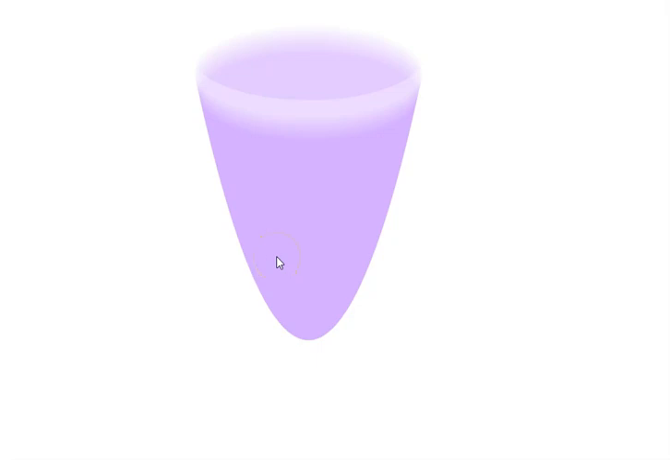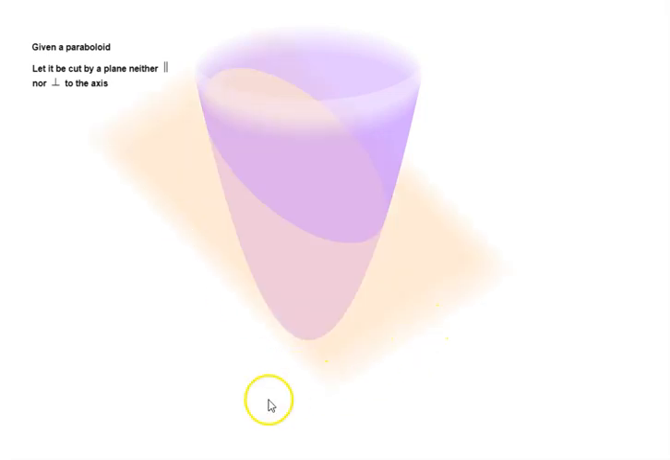Let us look at proposition number 12 of works of Archimedes, specifically from On Conoids and Spheroids. So let's begin a little bit of it and then I'll tell you what the proposition is talking of. We are given a paraboloid. Let it be cut by a plane neither parallel nor perpendicular to the axis. So it has to be at an angle. So this is called the cutting plane.